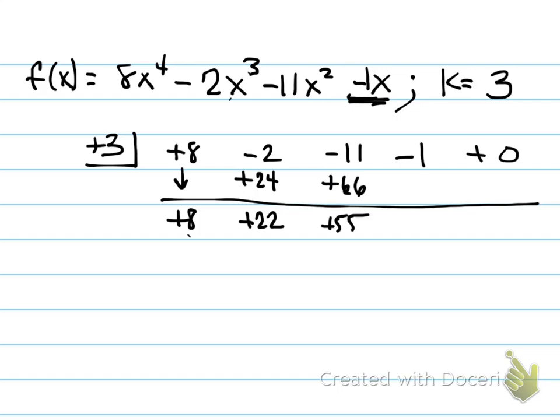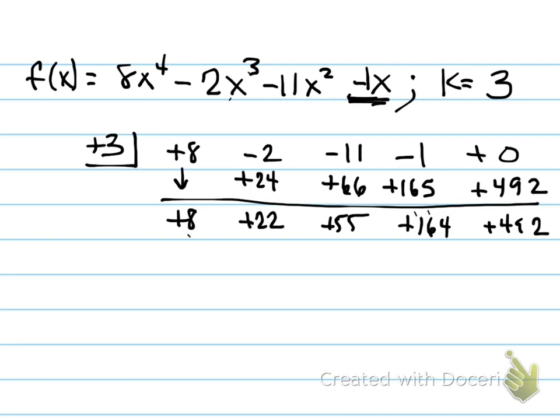Positive 55 times 3 is positive 165. Thank you so much. Minus 1 is positive 164. Positive 164 times positive 3 is positive... It's 2 at the end, and a 9. Y'all going to make me do this, aren't you? There you go. Plus 0 is positive 492. Now I'm done. I've run out of numbers, so that means I'm done with the synthetic division.